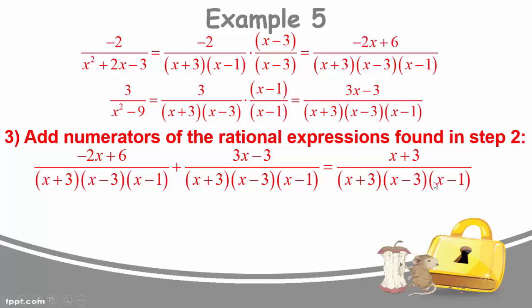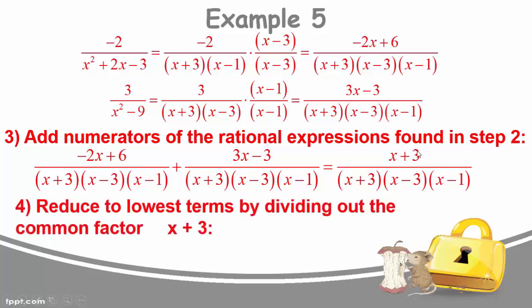This becomes our final answer, but not quite, because we can still do a little bit of simplification. We see that x plus 3 cancels out to give us a 1 on top, and so we end up with 1 over x minus 3 times x minus 1, remembering that 1 on top.